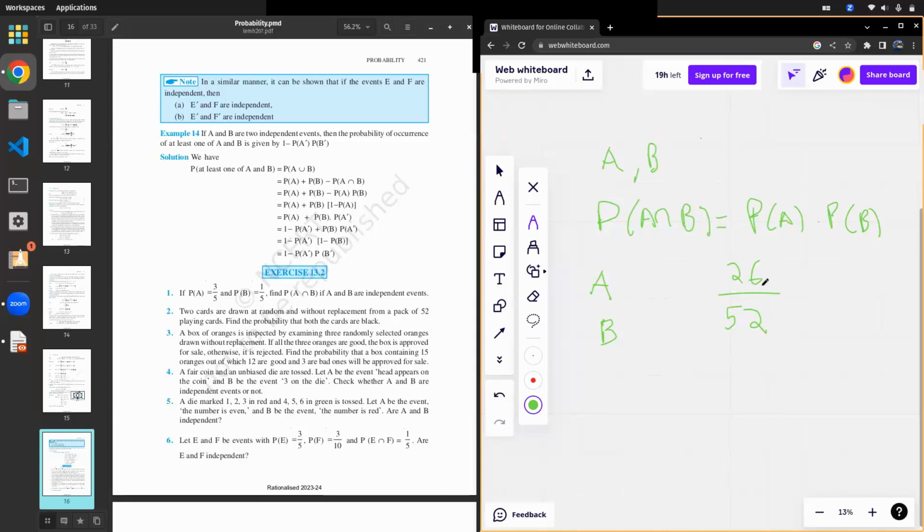After taking out a card from this, there will be 25 black cards left, and the total number of cards will be 51. So the probability of A intersection B will be the product of these two. After multiplying these two, we will get our required answer. So we move to the next question.